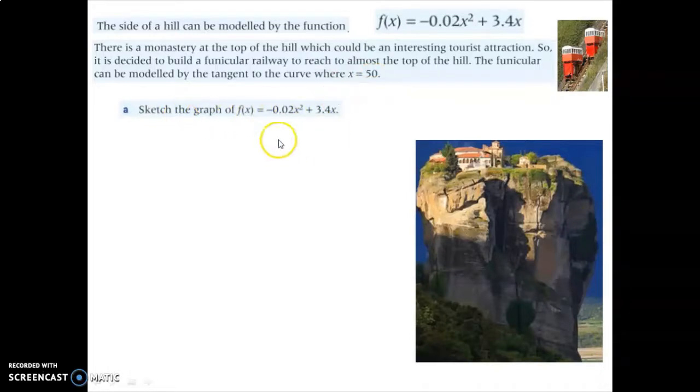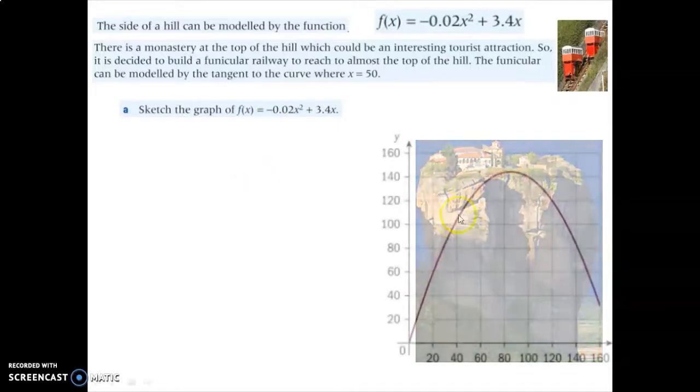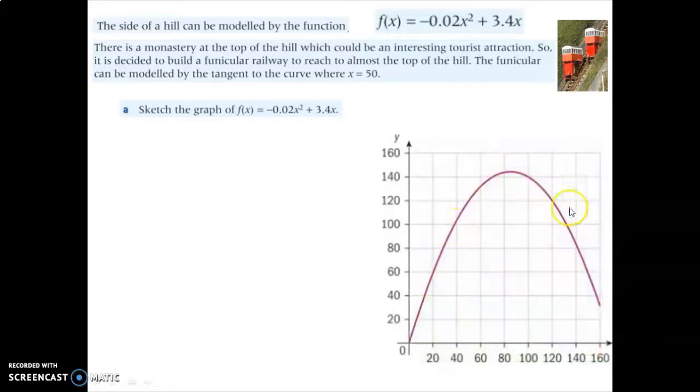Okay, part A, sketch the graph. Put this on your calculator, graph it on your calculator, change the window so you can see the full graph. Okay, you should have something like this. It's appearing here. Alright, so that's going to represent our hill, and it should be this parabola. Now, there's the monastery on top, of course.